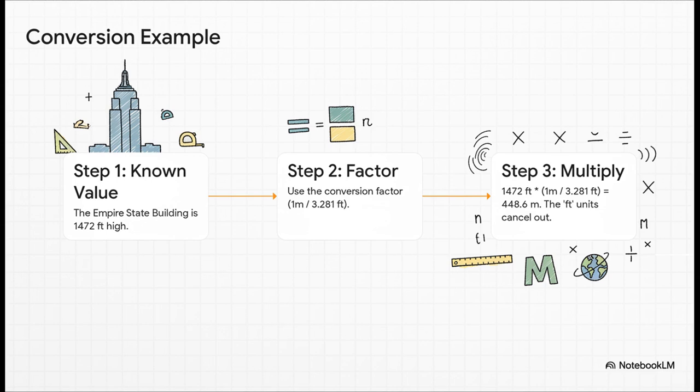Let's try it with the Empire State Building. We know it's 1,472 feet tall. To get that into meters, we just multiply it by our conversion factor. And you see what happens? The feet unit on the top cancels out the feet on the bottom, which leaves us with our answer neatly in meters. It's a fantastic trick that works every single time.